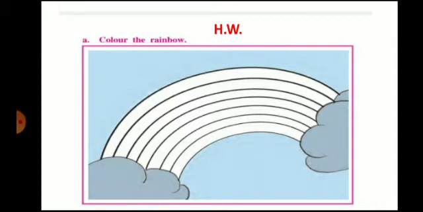Even I have sent you a picture of a colored rainbow. So you have to follow this color sequence to color this rainbow. Children, you have to color this rainbow in your book only. No need to draw it in the copy. You will color it here in the book itself.